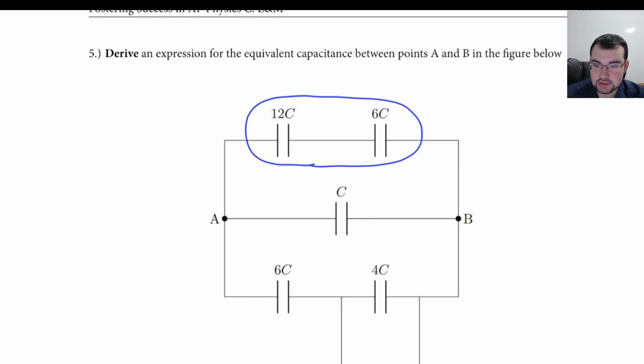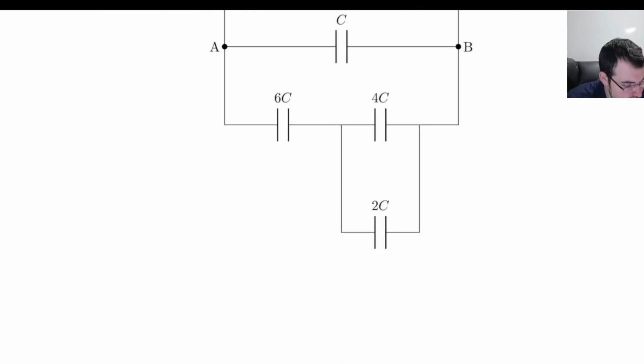Now, if this was resistors, it would definitely be 18, but it's not, right? Capacitors behave opposite of resistors. So this is 1 over 12 plus 1 over 6 to the minus 1. And that is something. Let's see. I'm going to guess. I know 3 and 6 makes 2. So this is going to be 4. And then these capacitors are in parallel. So that's just addition. So this is 6C.